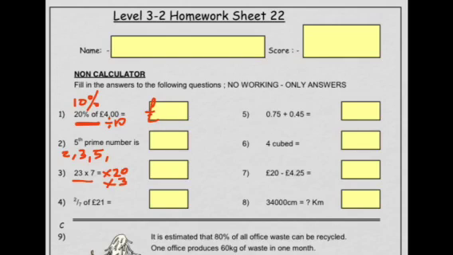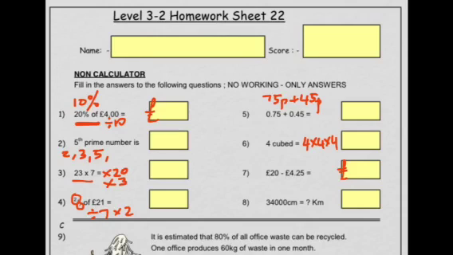2/7 of 21. Divide by the bottom number and then times by the top number. 0.75 add 45. Think of that as 75p add 45p. It's probably the easiest way to do it. 4 cubed. 4 times 4 times 4. £20 take away £4.25. You know that, just remember the pound sign.